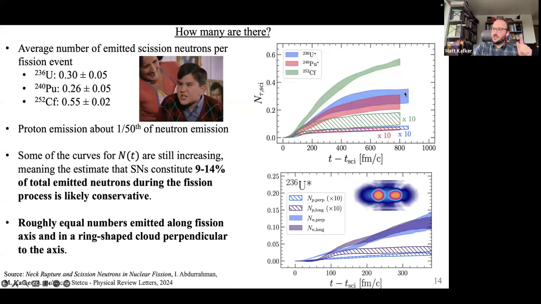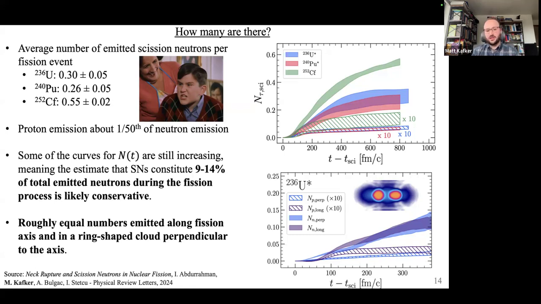The width of these curves is mean plus or minus 1 standard deviation. We perform something like 5 calculations per nucleus, starting from different initial deformations. And you'll notice the number of particles is not an integer because these are average particle numbers that we're working with. And given that the average number of neutrons emitted during fission is something like 3-ish, that's where we end up with this number 9 to 14%. Although I stress here, it's likely to be conservative, especially in the case of californium, which seems to still be increasing.